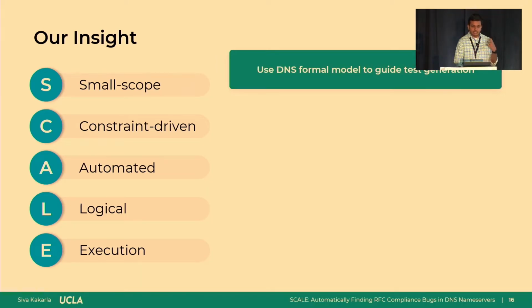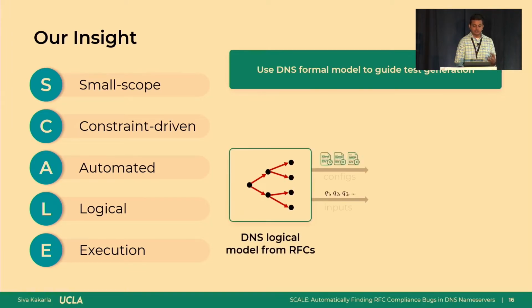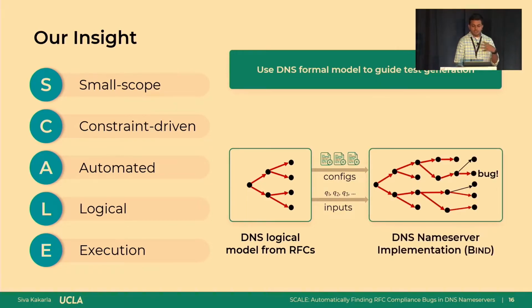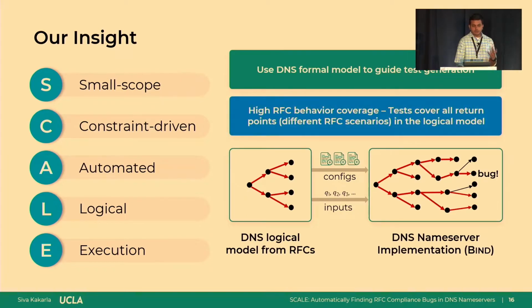What we have done is we created an executable version of this formal semantics of DNS, which we then symbolically execute to generate tests for DNS nameservers, each test consisting of a well-formed zone file and a query that together cause execution to explore a particular RFC behavior. This way, we cover all the possible behaviors in the logical model of RFCs, achieving a high RFC behavior coverage.